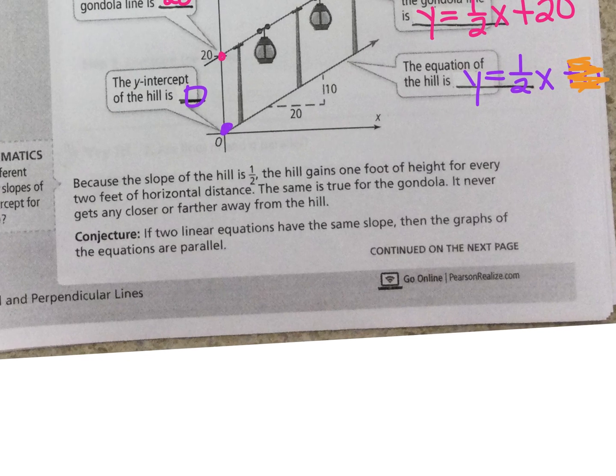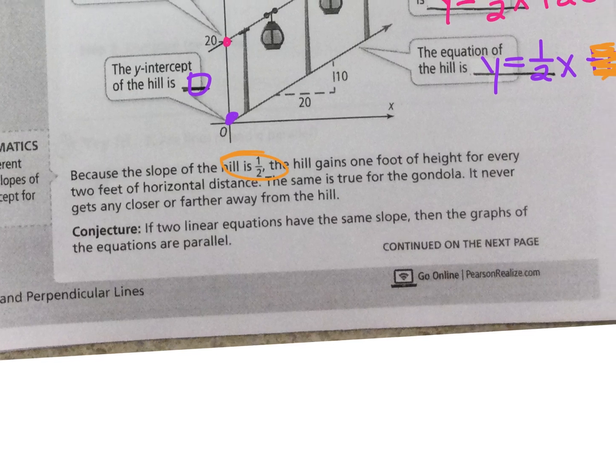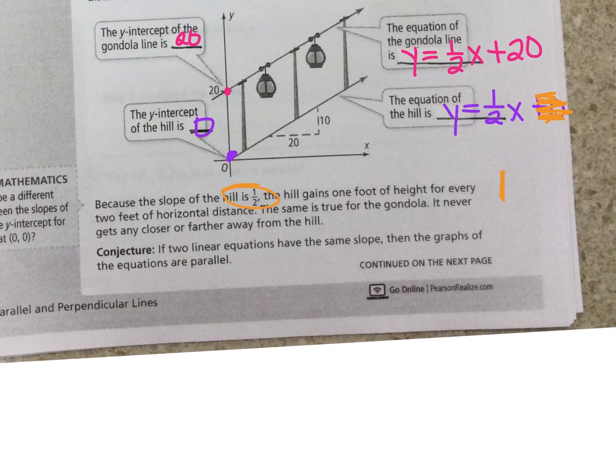All right, so I want you to look at these words right here. Because the slope is 1/2, the hill gains 1 foot in height, right? Because slope is y over x, for every 2 feet of horizontal movement. And you see this here, up 1, over 2, and up 1. Okay? So if two linear equations have the same slope, then the graphs of the equations are parallel.